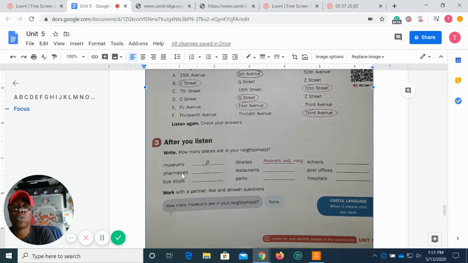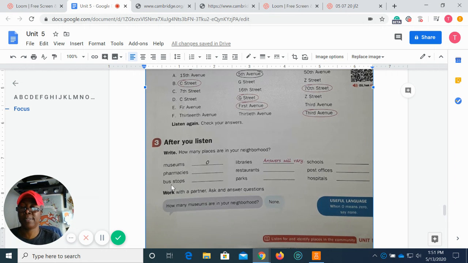And so what we're going to do is we're going to ask and answer questions. So it says work with a partner. You can work with someone at home. And I'm going to ask the question the way you would ask someone the question. How many museums are in your neighborhood? How many pharmacies are in your neighborhood?